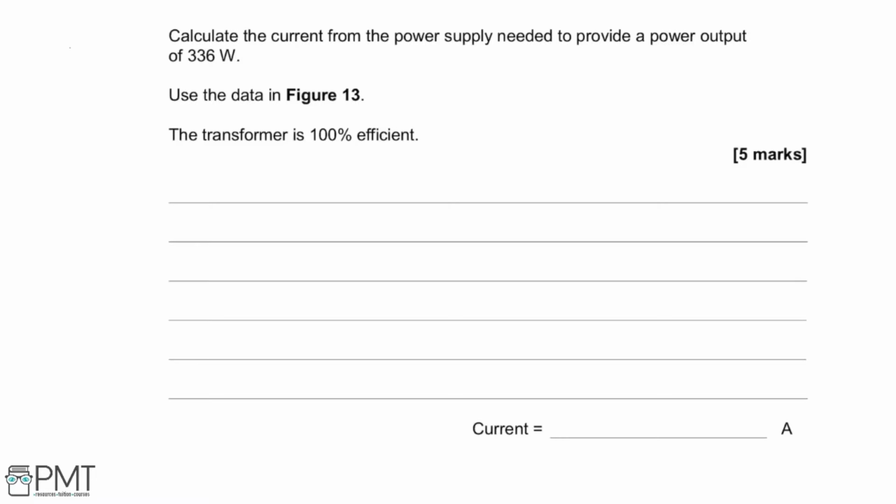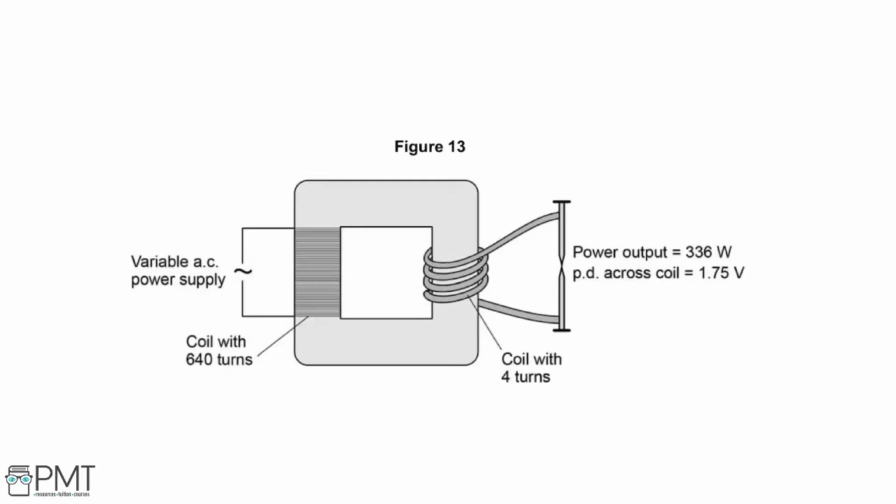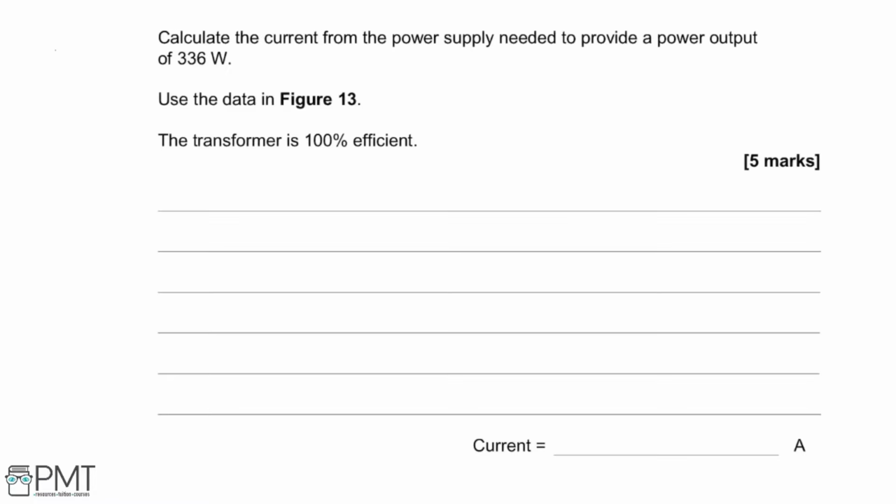We're already told the potential difference, because if we look back at figure 13, we do have potential difference here as well. And so it will probably also involve the potential difference, as we are told to use the data from figure 13. So the equation that we're going to use, and you should know this equation, is voltage or PD in the primary coil over voltage or PD in the secondary coil equals the number of turns in the primary coil divided by the number of turns in the secondary coil. That is one of the equations that you'll need to know that's specific to transformers.